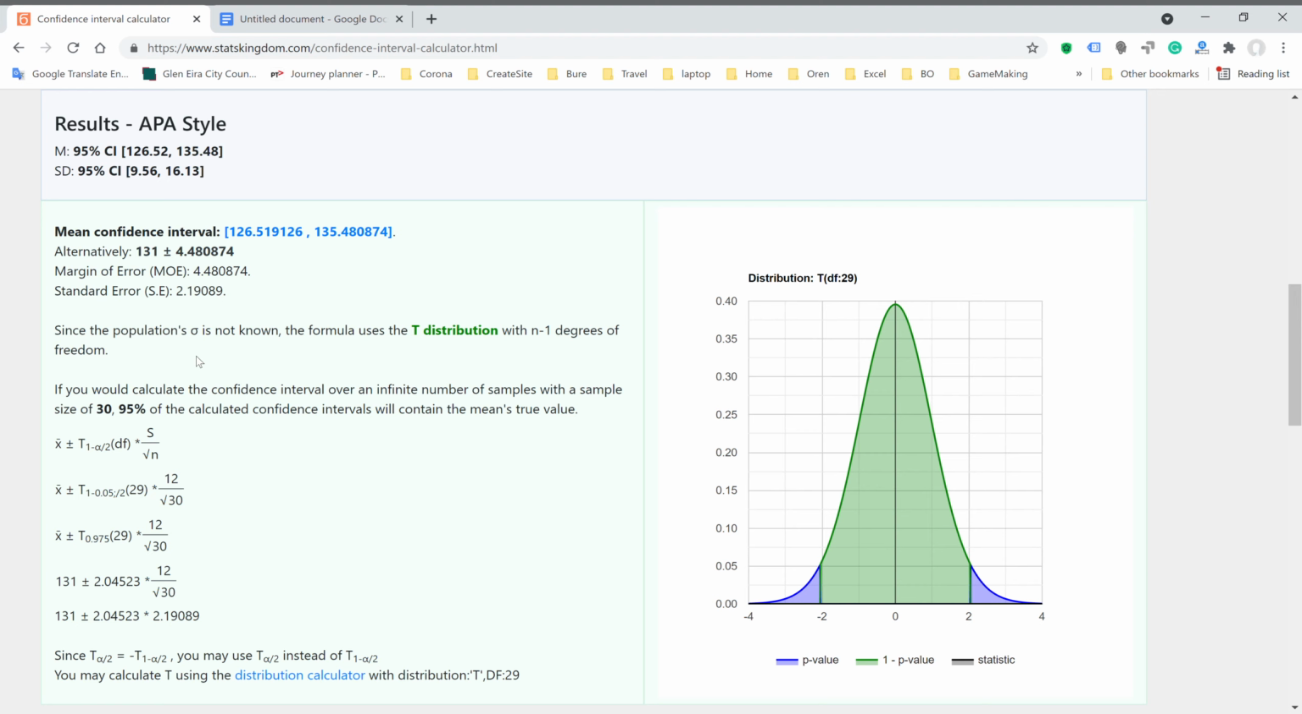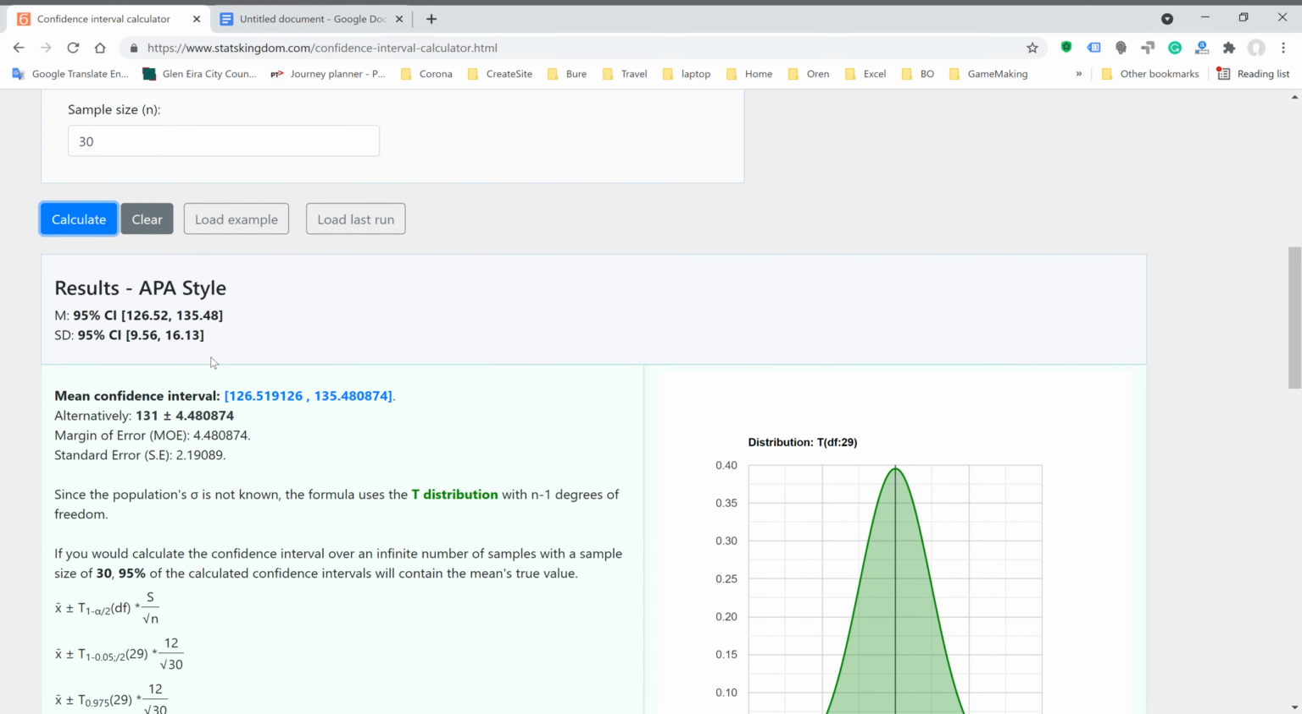So what does this confidence interval actually mean? It means that if we were to calculate the confidence interval over an infinite number of samples with the sample size 30, then 95% of these calculated confidence intervals will contain the mean's true value. Underneath this, we have the derivation of the confidence interval for anyone interested.